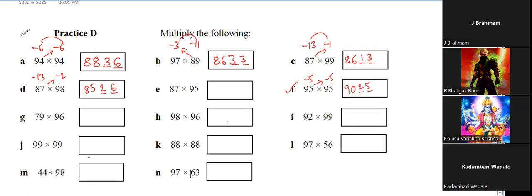Yes, sir. G1. Sir, now the base is 100, sir. Then difference is 21, minus 21. And here for 96, it is minus 4, sir. Now we can directly do minus 4, means 79 minus 4, sir. So it's 75, sir.